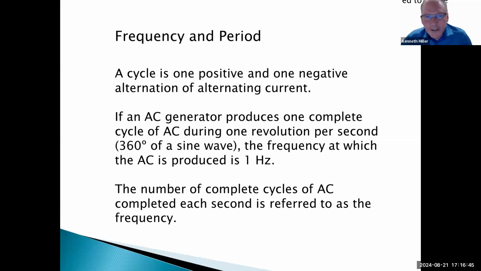And I'm going to stop right there, or actually, let me cover this part. The frequency and the period. So one complete revolution is 360 degrees, and if it takes 1 second, or one revolution per second, that means the frequency is 1 over 1 second, which is 1 hertz.